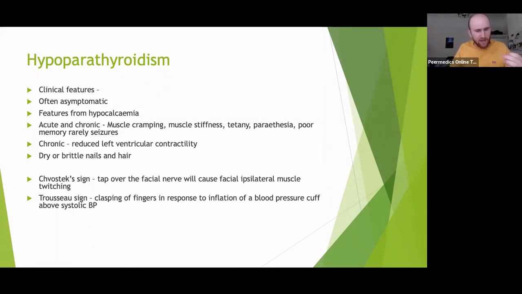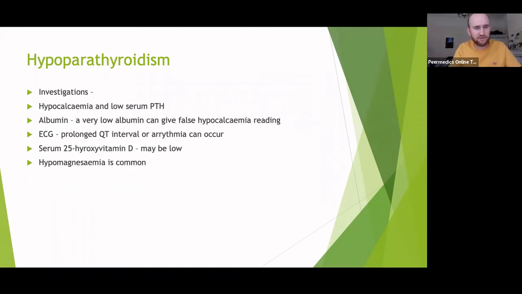One thing to note as well, in your results for any investigations that we'll go through now, is albumin. In people with hypoalbuminemia, low albumin levels, the way that labs detect calcium can give false readings of serum calcium. That's just one thing to be wary of. But basically, you're going to see a hypocalcemia and a low PTH. Thinking back to that normal feedback loop, you would expect high PTH with a hypocalcemia.